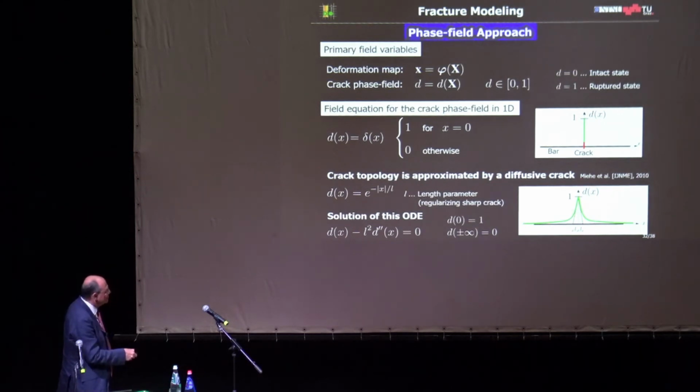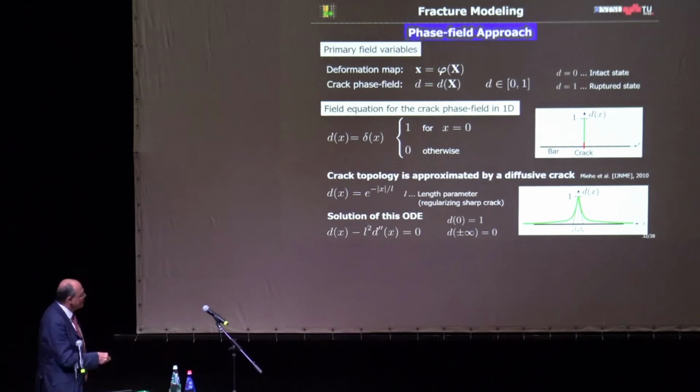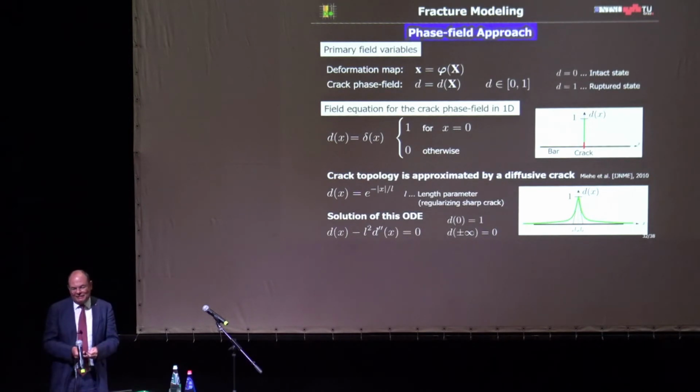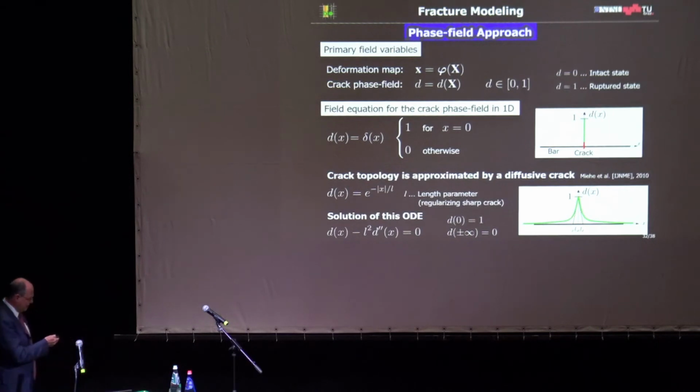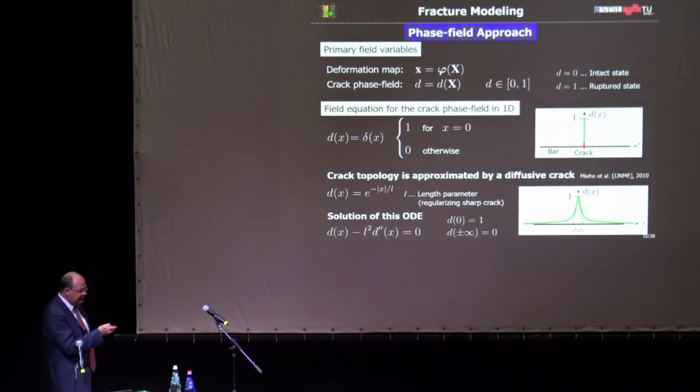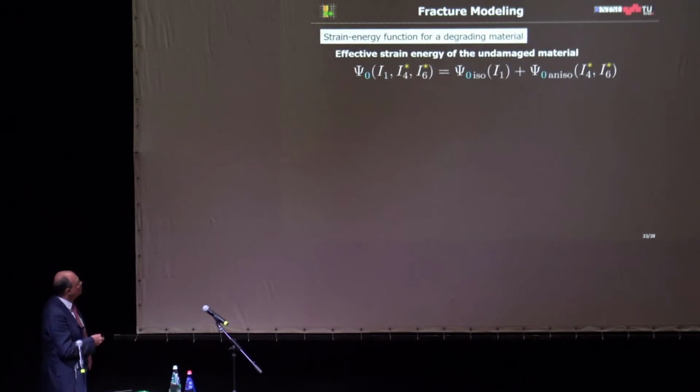That's what you see here in green. So we use just an exponential function of minus x over L. L is a length parameter. So if this length parameter goes to 0, then you have this singularity, but numerically this cannot be done. So the question is, of course, how big is this L? So this is a user-defined parameter which has no physical meaning. This is just a numerical parameter. So this is the basic idea of the phase field approach that we used here.